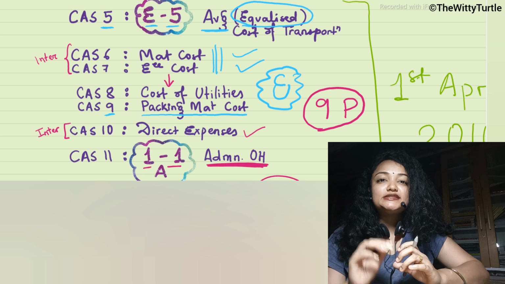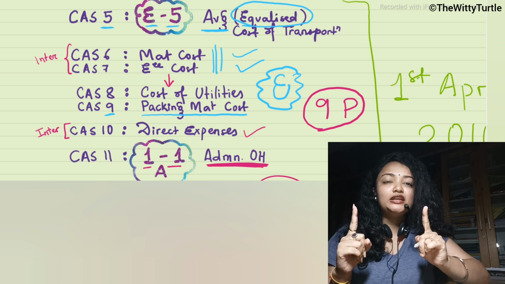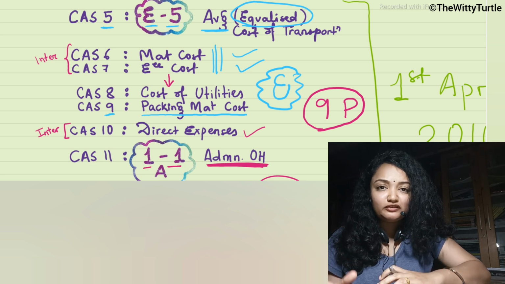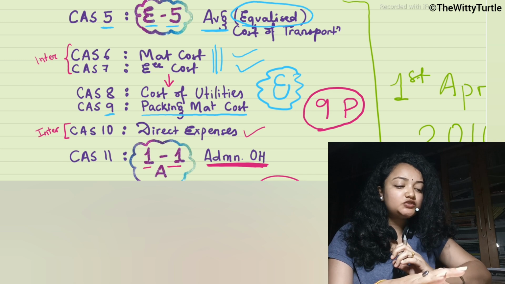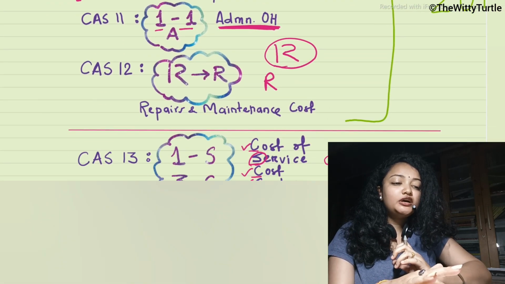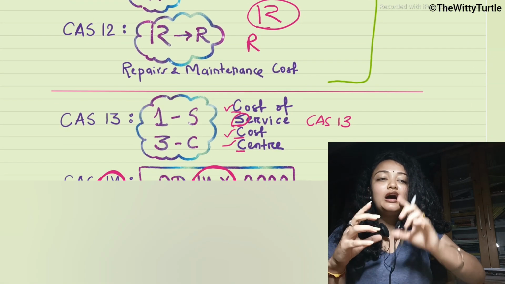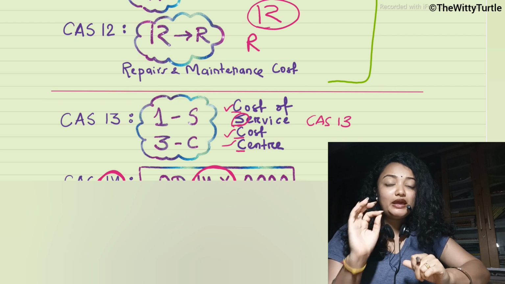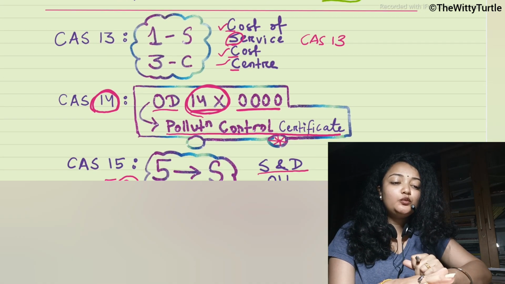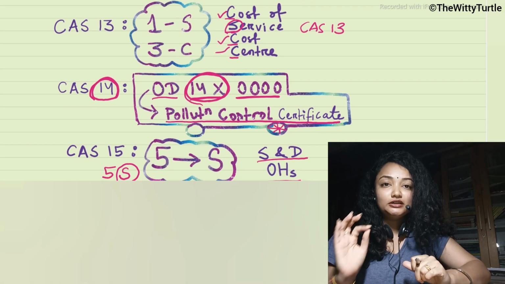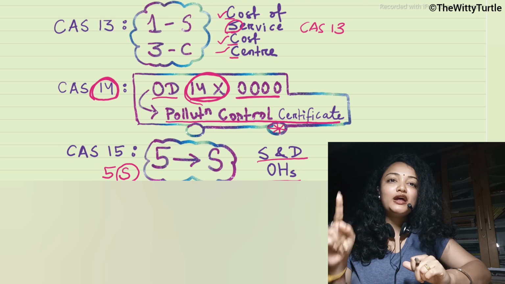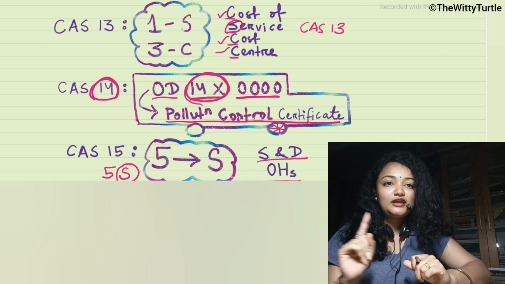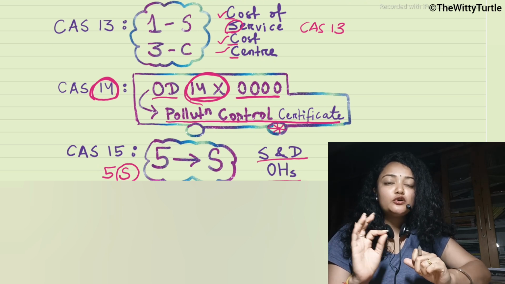Now coming to CAS 11. 11 is what? 1 and 1. So A से start होगा administrative overheads. Now coming to CAS 12. 12 is what? हम अगर 12 को मिला दें तो R form होता है. R से क्या है? Repairs and maintenance cost. Then we have CAS 13. 13, 1 and 3. 1S and 3 Cs. Right? So that is what? Cost of service cost centers.